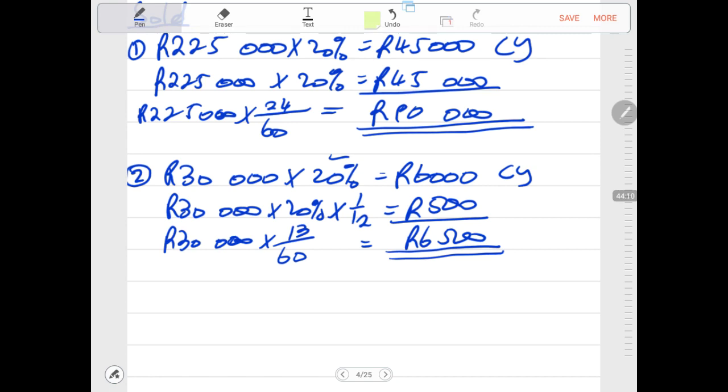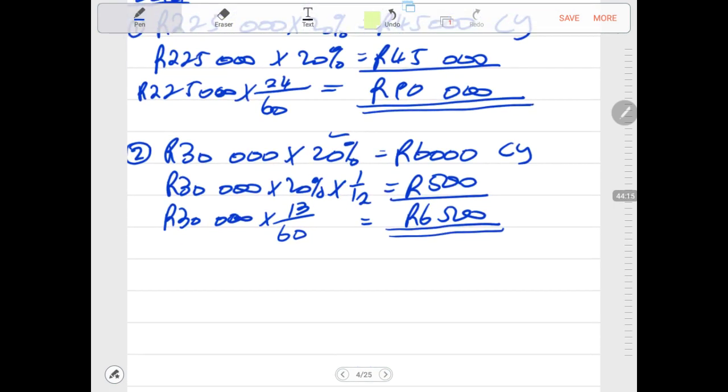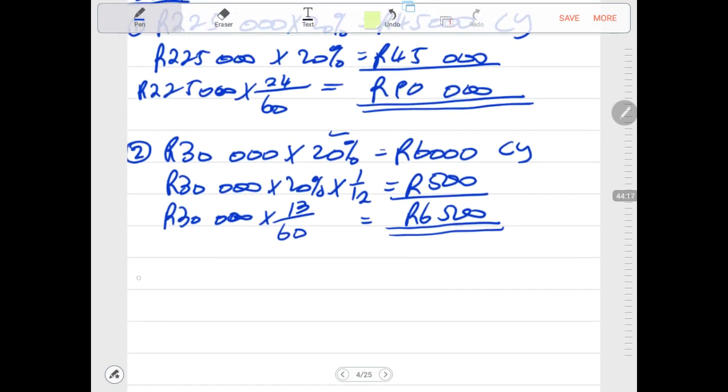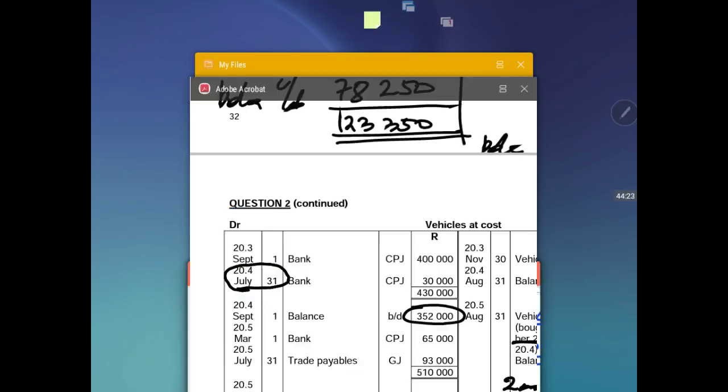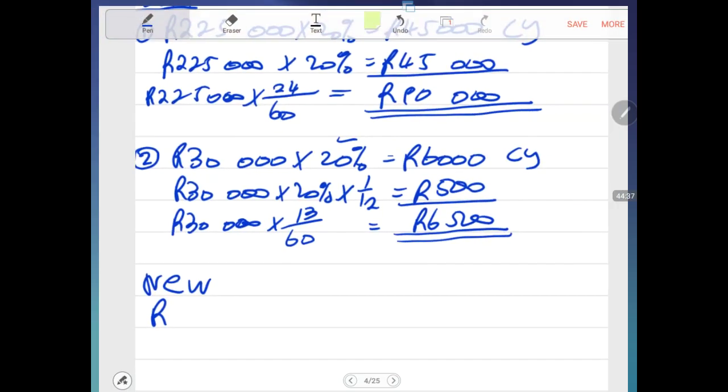Then we have the old, the sold, then we need to calculate for the new. Under the new one, there was a new one that costed us how much? That costed us 65,000 rands. It was bought on the 1st of March 2005. So it will be March, April, May, June, July, August, 6 months. The cost is 65,000 rands.